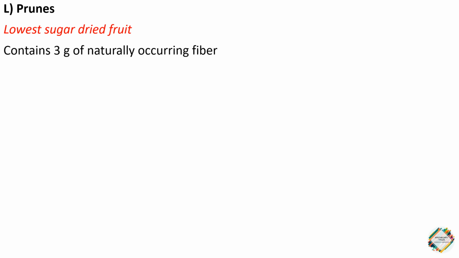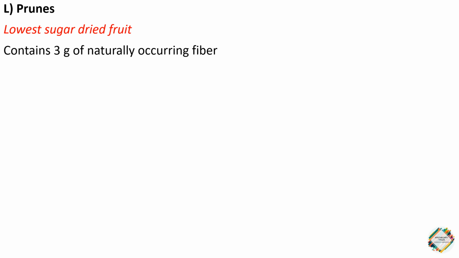There are many confusions regarding dried fruit, whether it will contribute to elevation of blood glucose level. But definitely including dry fruit is one important thing in the diabetic diet, because it only contributes a lesser amount of sugar compared to fresh fruit. Among the dried fruit, prunes are the ones with the lower sugar content. They usually contain 3 grams of naturally occurring fiber also.